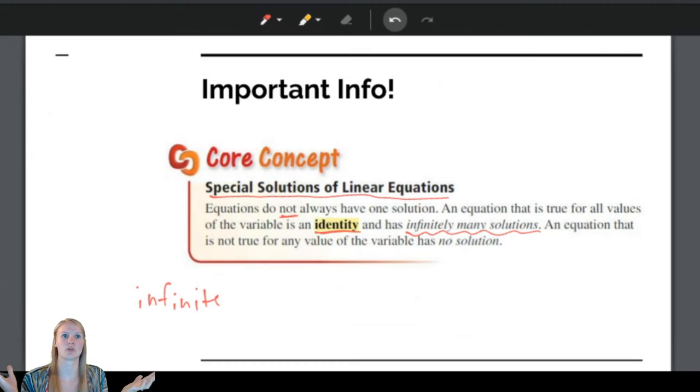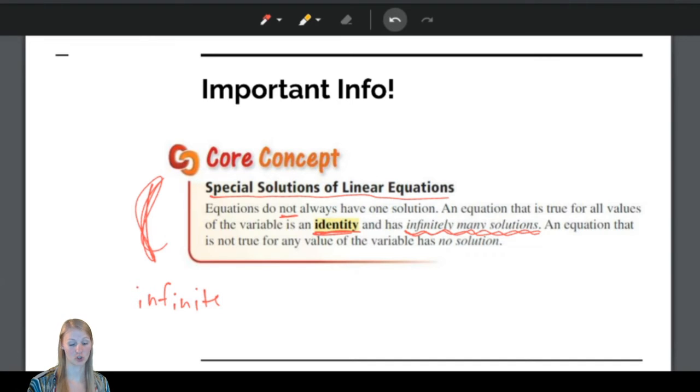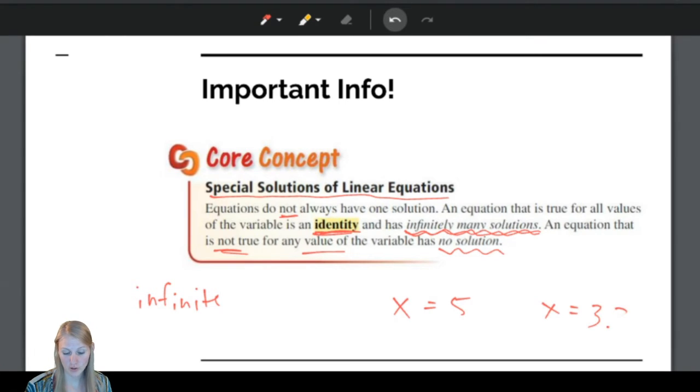How do you count them all? You can't. So, if an equation is an identity, it has infinitely many solutions. So write this down. I would definitely suggest that you write this down. And an equation that is not true for any value of the variable has no solution. So sometimes, no matter what you say, x equals 5, x equals 3.3, x equals whatever, sometimes an equation just doesn't work. It doesn't have any solutions. And that's okay. Then we just say there are no solutions.